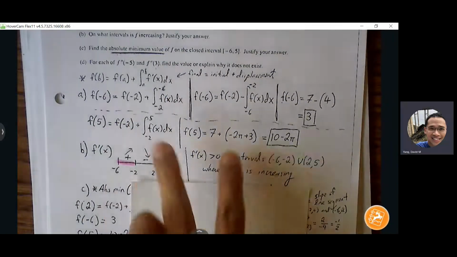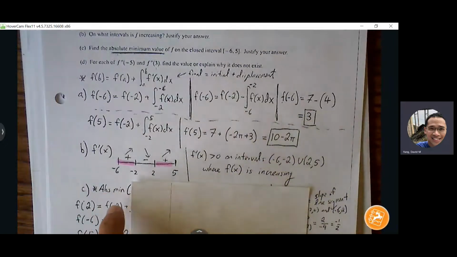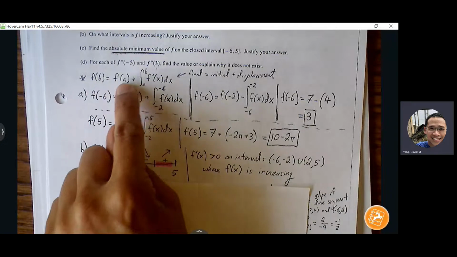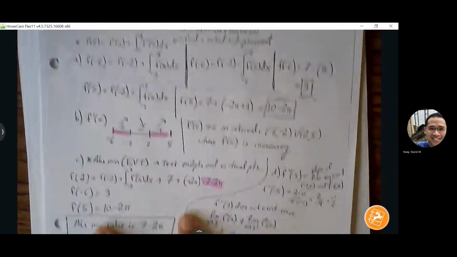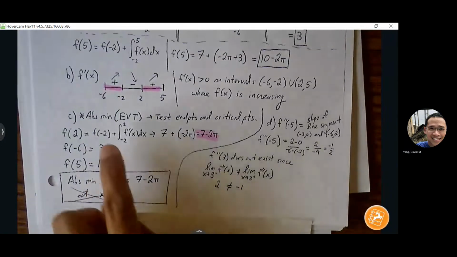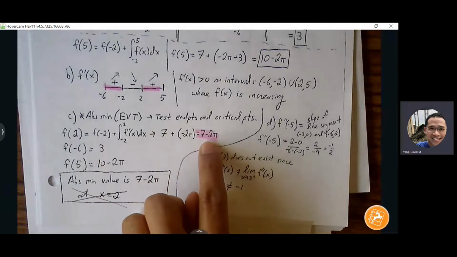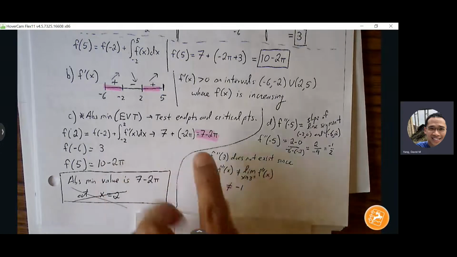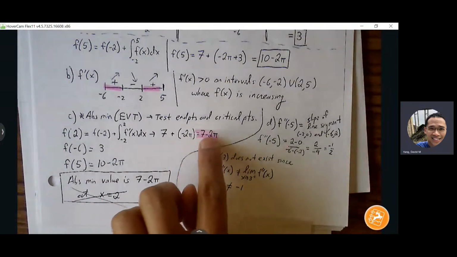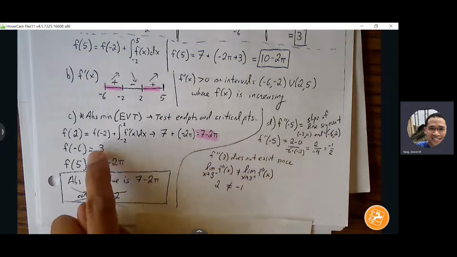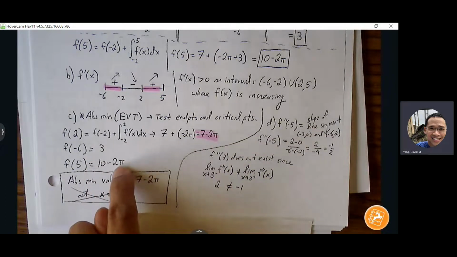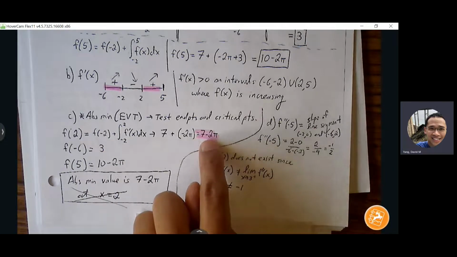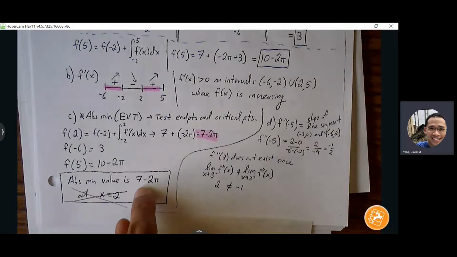So we already have the values at negative 6 and 5. We just have to figure out f of 2. So f of 2, insert into the same formula: f of 2 equals f of negative 2 plus the integral from negative 2 to 2. And that's going to get us 7 minus 2 pi. So we compare this with 3, with 10 minus 2 pi. Think of pi as 3, so 7 minus 2 times 3, 7 minus 6 is 1, versus 3, versus 10 minus 6, which is 4. So 1 versus 3 versus 4. 1 is going to be the smallest value. Our absolute minimum value is 7 minus 2 pi.